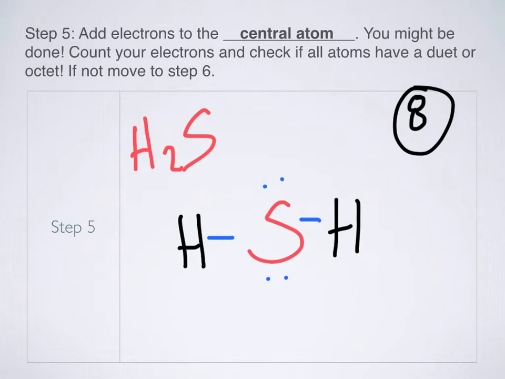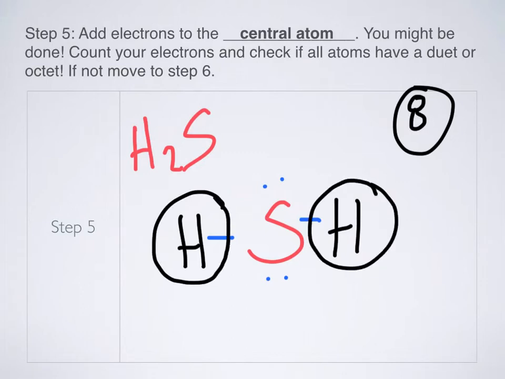Now I have 8 electrons in my picture, and I need to check and see if I'm done. So hydrogen has 2 electrons around it. This hydrogen has 2 electrons around it. My sulfur has 8 electrons around it. So technically, I'm done. I don't need to make any double bonds. I don't need to make any triple bonds. If I would have done that, especially early on, I would have been totally and completely incorrect.